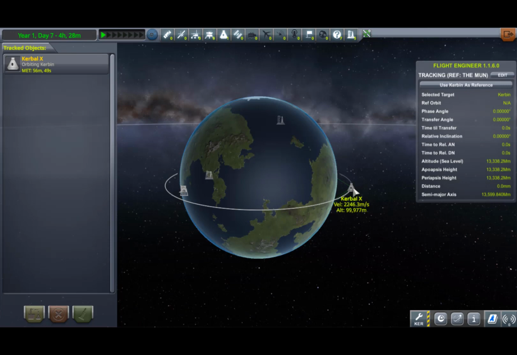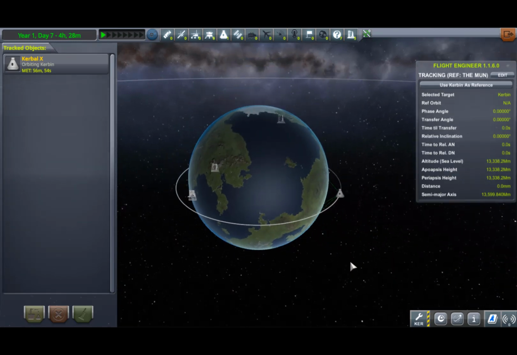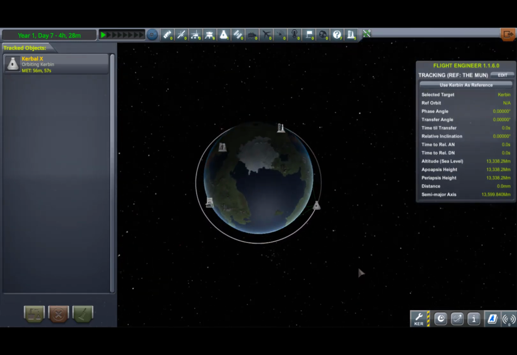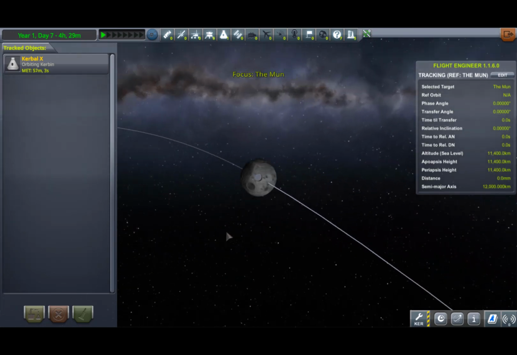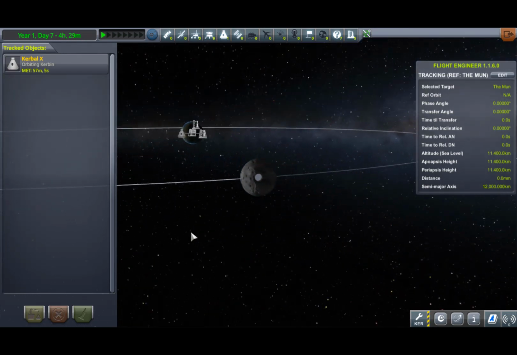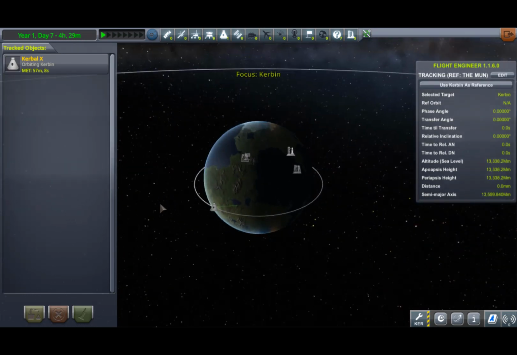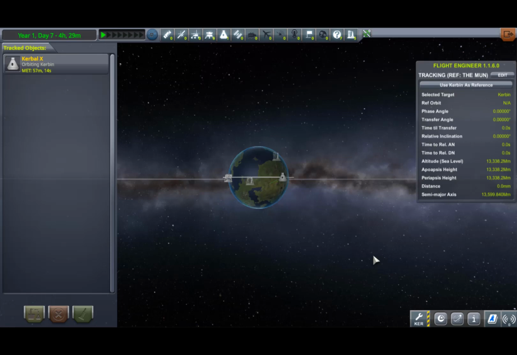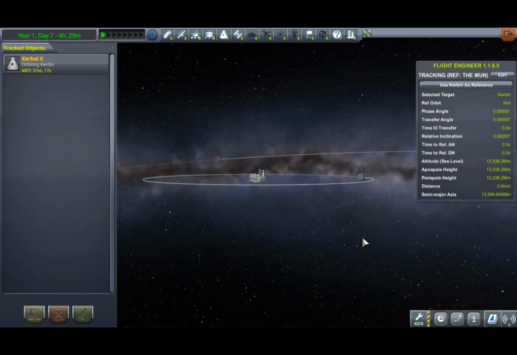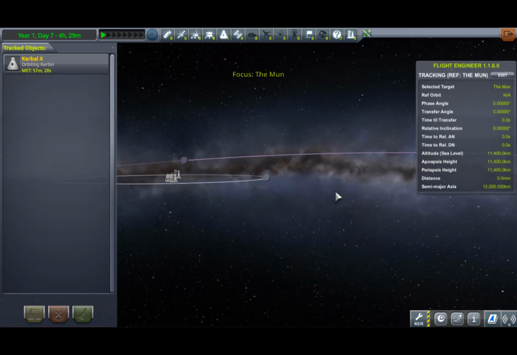So here's the planet Kerbin, and here's our rocket orbiting around at 100 kilometers altitude. It's orbiting around in a circular orbit. And out here is the Mun. So we're orbiting at 0 degrees inclination, and the Mun is also orbiting around Kerbin at 0 degrees inclination. Over here is another moon called Minmus, which we won't try to intercept with that. Our target will be the Mun.